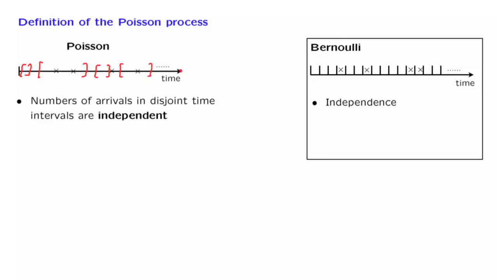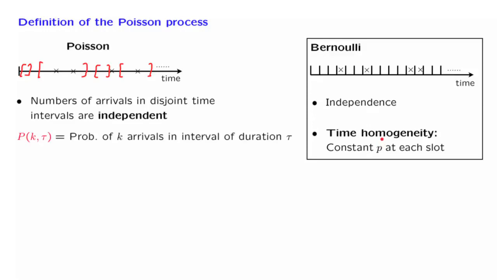The second assumption for the Bernoulli process was one of time homogeneity. Namely, at each slot we had the same probability of an arrival. We want to make a similar assumption for the Poisson process, and it's going to be the following. The probability that we have k arrivals during an interval of a certain duration tau is going to be the same no matter where that interval sits. So, if this is an interval that has a certain duration and this is an interval that has the same duration, the probability of 3 arrivals in this interval is going to be the same as the probability of 3 arrivals in that interval. And therefore, since this probability does not depend on where the interval sits, that probability will be fully defined by the number of arrivals that we're interested in and the length of the interval as opposed to the location of the interval.